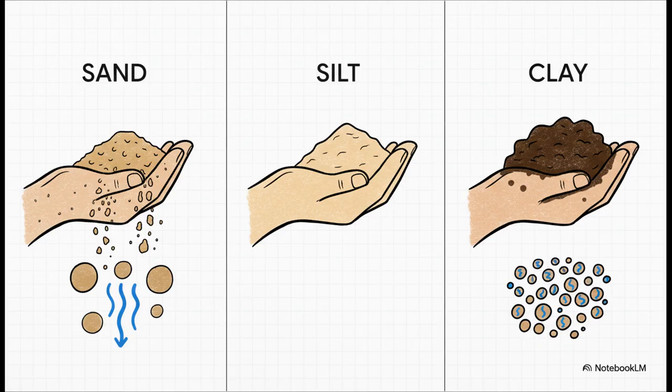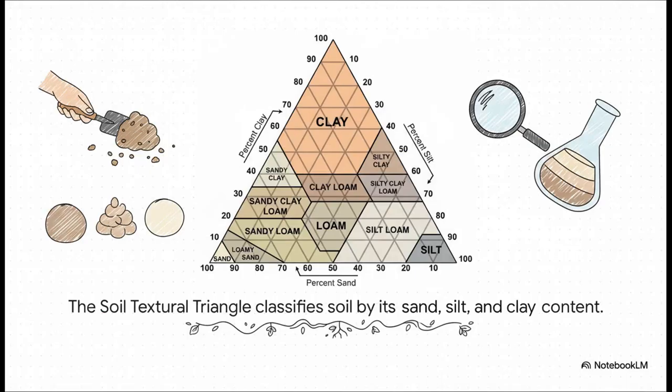And then you've got clay. Those are the tiniest particles, and they get sticky when they're wet. They hold on to water and nutrients very, very tightly. Now, most soils are some combination of these, which we call loams, trying to get the best of all worlds. Now, to get really specific, soil scientists have this awesome tool called the soil textural triangle. It looks a little complicated, but it's not. All you do is measure the percentage of sand, silt, and clay in your soil, and this chart will tell you exactly which of the 12 major soil types you're working with.